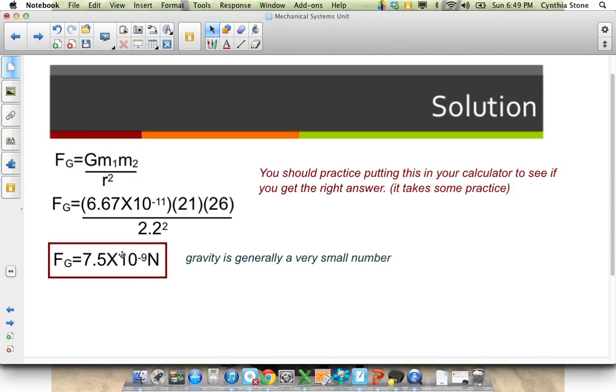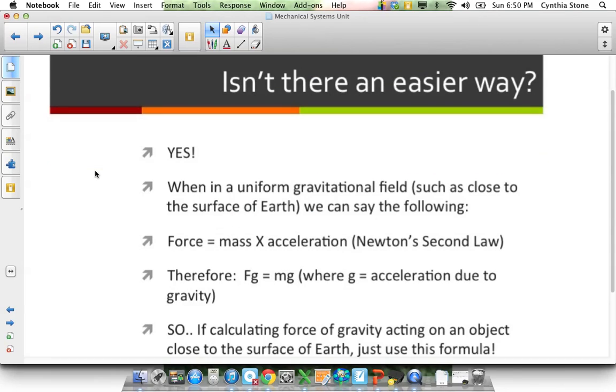And here's the gravity between him and Ernie. And that's why Bert does not notice Ernie. It's too low of a force. This is tiny, 0.000000075, right? Okay, so is there an easy way to calculate gravity?